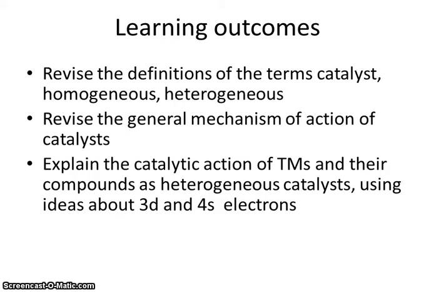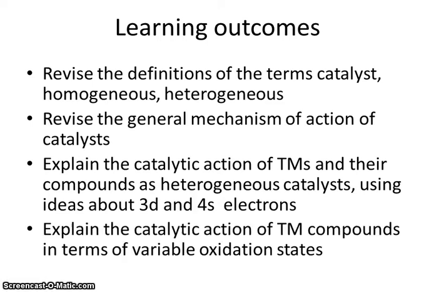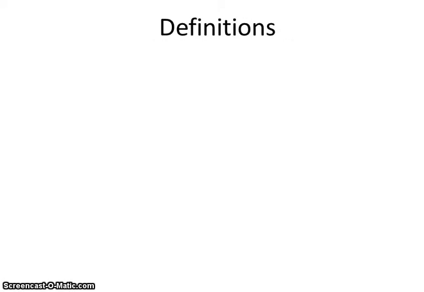And then you'll learn specifically how to explain the catalytic action of transition metals and their compounds as heterogeneous catalysts using ideas about electrons. And you'll do the same for transition metal compounds as homogeneous catalysts using ideas about variable oxidation states. So, first of all, definitions of catalysts and different types of catalysts.